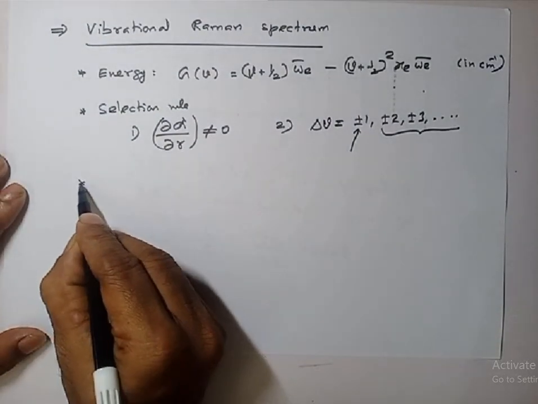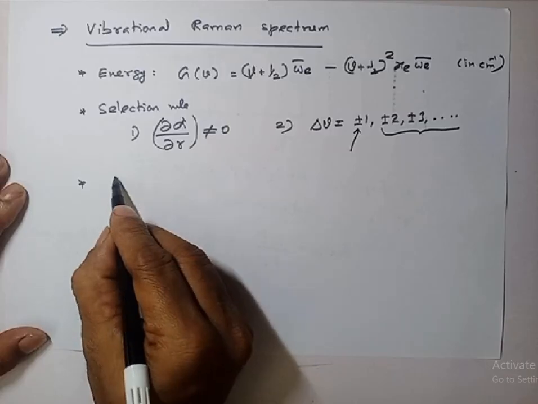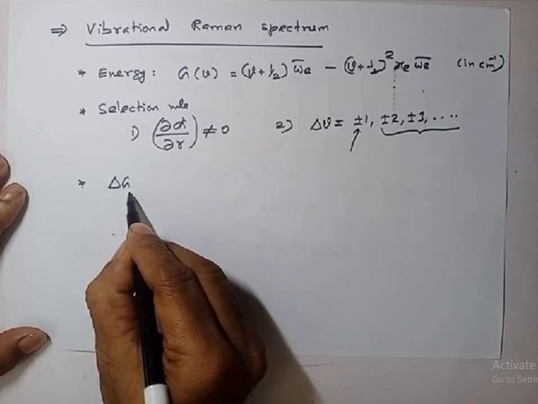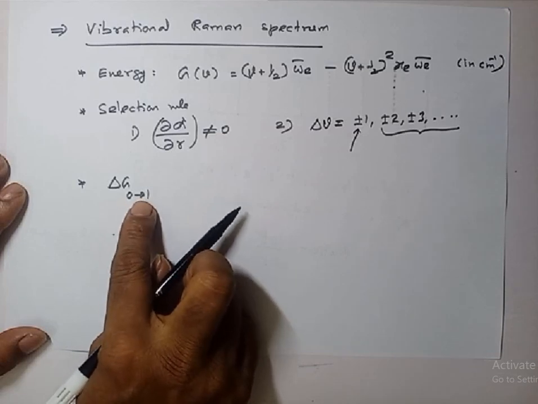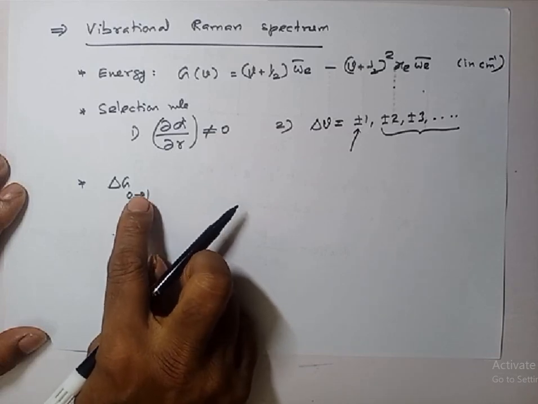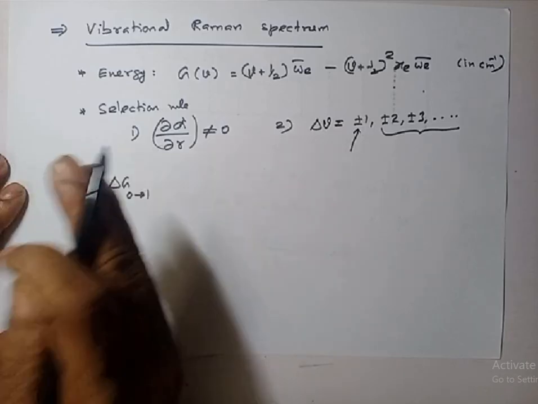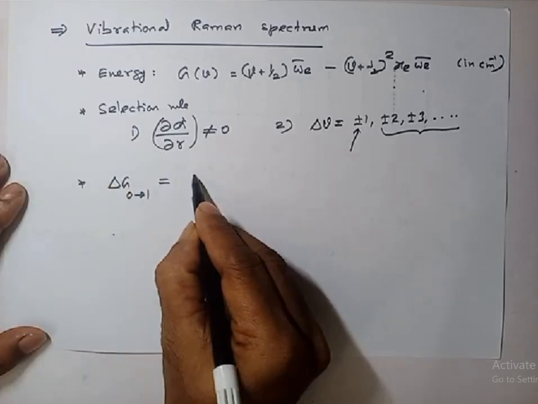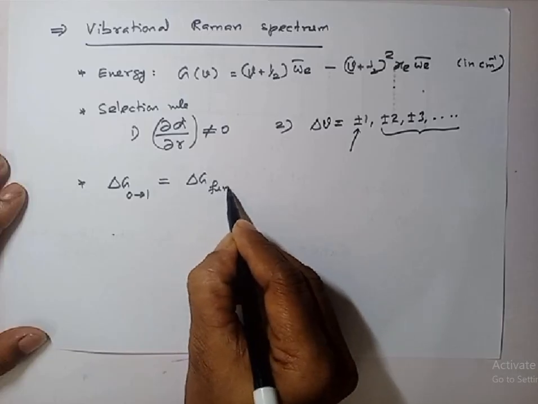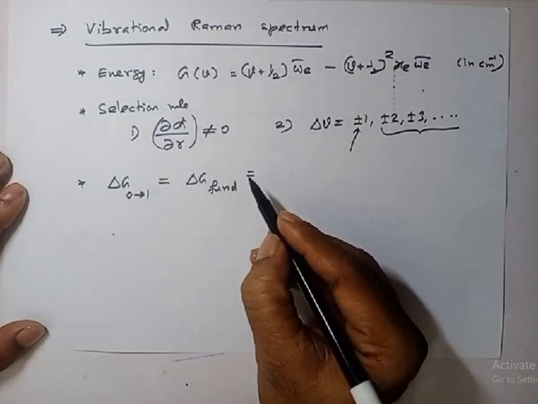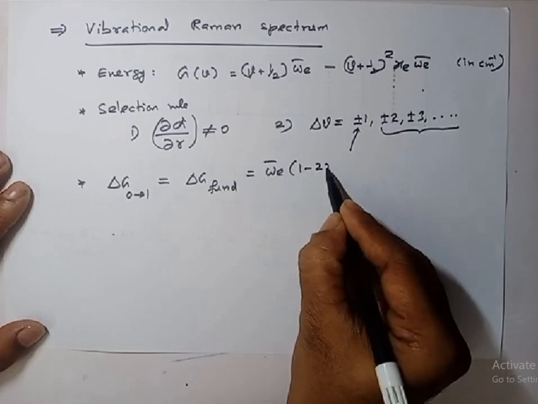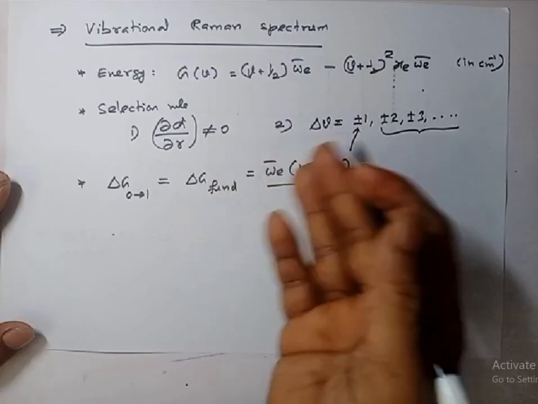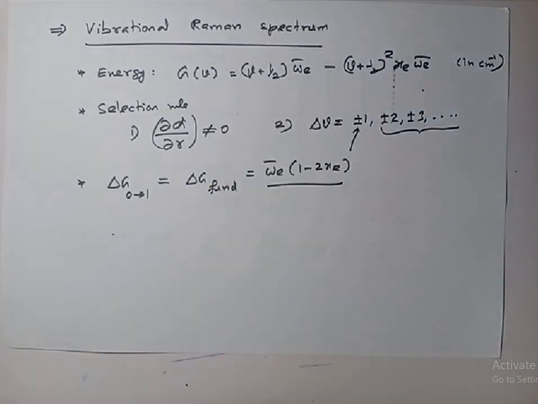Now, what is the energy required for the fundamental, delta G for the 0 to 1 transition? What is 0 to 1? V equal to 0 to V equal to 1 transition, for which delta V is plus 1. It is called the fundamental vibrational transition. The energy required is, as you know very well, omega E bar into 1 minus 2xe. I have written it directly because we already discussed this.